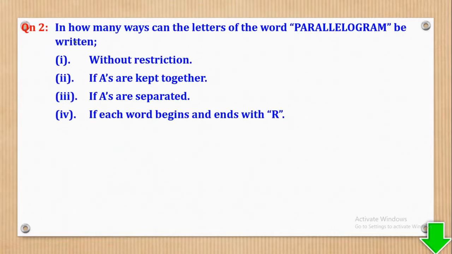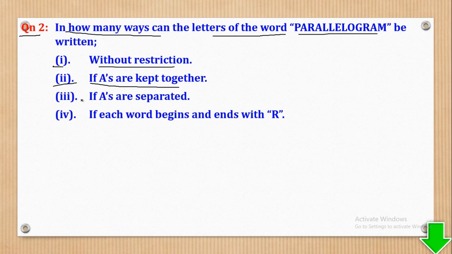But I shall go through a number of questions for you to master the concept. So question 2 says, in how many ways can the letters of the word parallelogram be written, Roman 1, without restriction, Roman 2, if the A's are kept together, Roman 3, if the A's are separated, and Roman 4, if each word begins and ends with R?